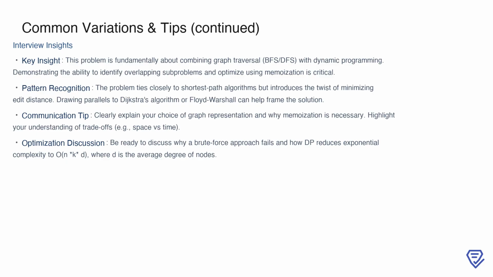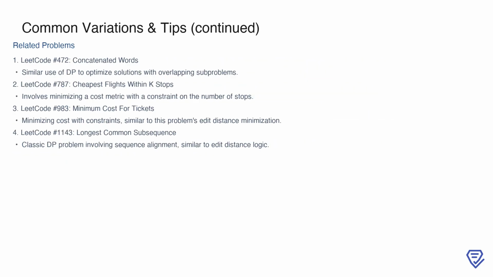When communicating your approach, it's important to articulate why you chose a specific graph representation and why memoization is necessary. Be sure to highlight your understanding of trade-offs, such as balancing time and space complexity. Finally, prepare to discuss why brute force approaches fail and how dynamic programming reduces the complexity from exponential to O(n * k * d), where d represents the average degree of nodes. This problem also connects to other LeetCode challenges, which can provide additional context and practice.